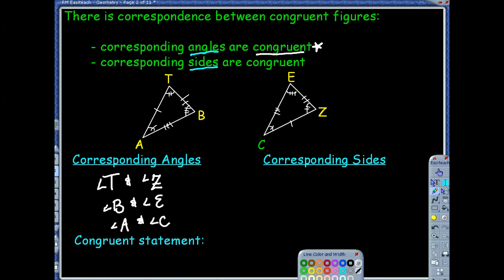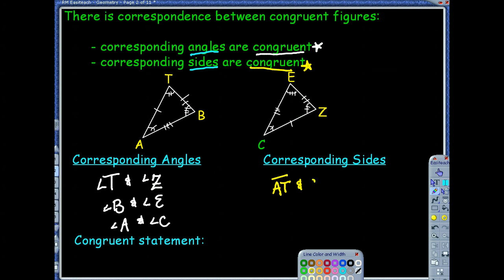Every time, yes. Okay, what about the corresponding sides? What sides here do you see? Okay, so looking at tick marks, side AT, which is segment AT, and segment CZ.